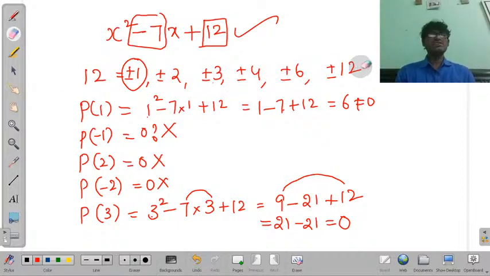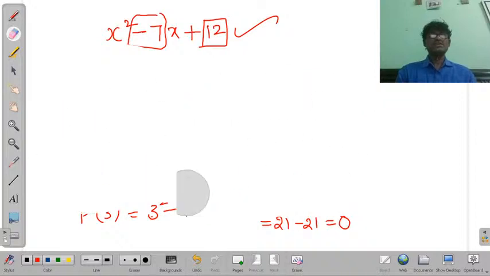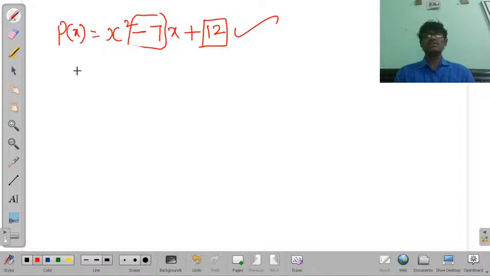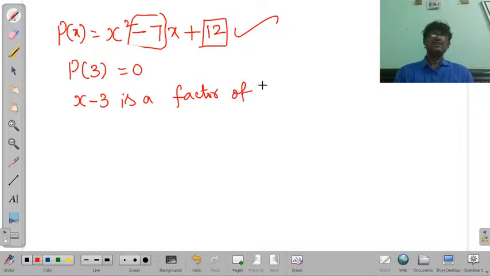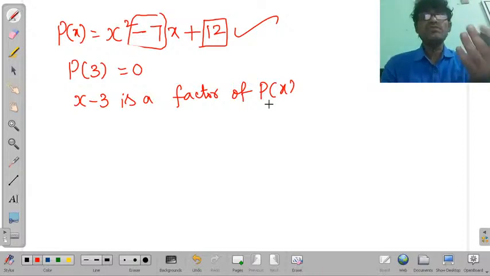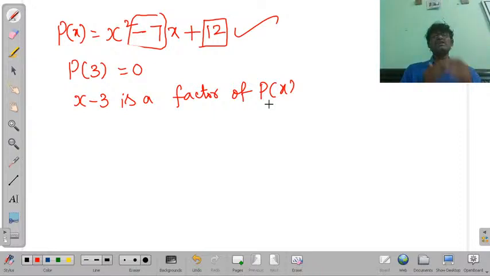Let me erase all these things, okay? So we got p of 3 equal to 0. If you take this one as p of x, then p of 3 equal to 0. From this we can say that x minus 3 is a factor of p of x. Now, if there is any other factor, what will be that factor? To find out that one, you simply divide the given polynomial by x minus 3.